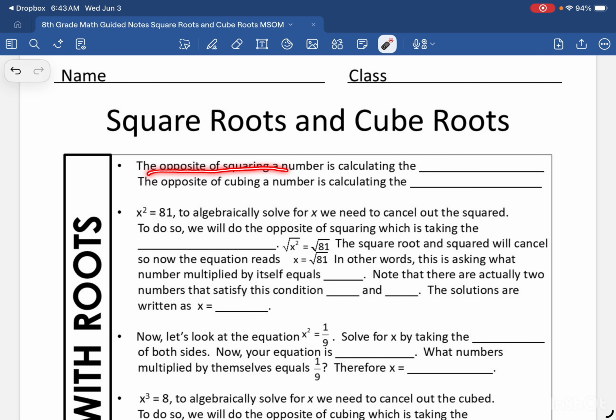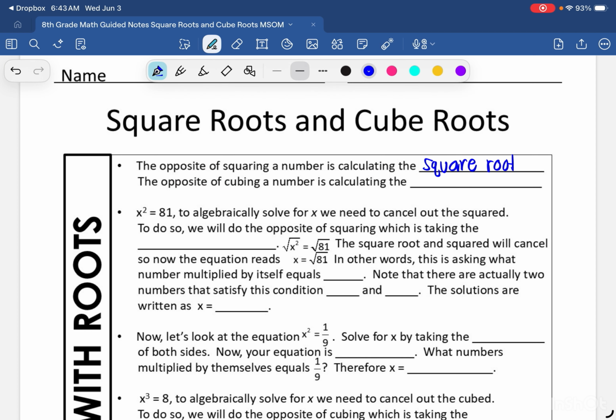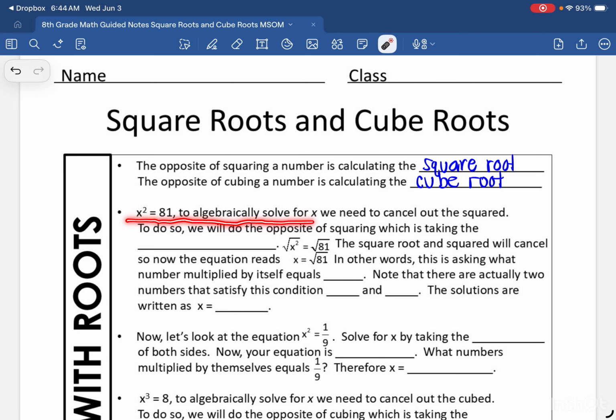The opposite of squaring a number is calculating the square root. The opposite of cubing a number is calculating the cube root. x squared equals 81. To algebraically solve for x, we need to cancel out the squared. To do so, we will do the opposite of squaring, which is taking the square root. And that would look like this. So if I square root each side, the square root and squared will cancel.